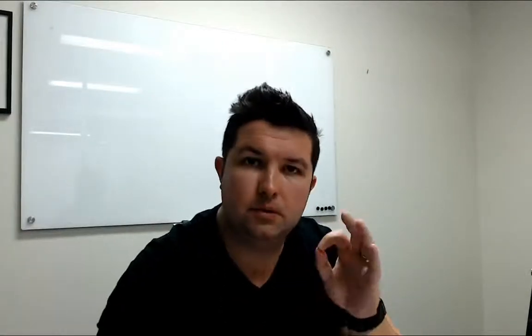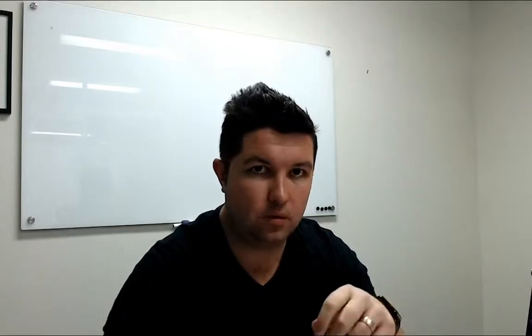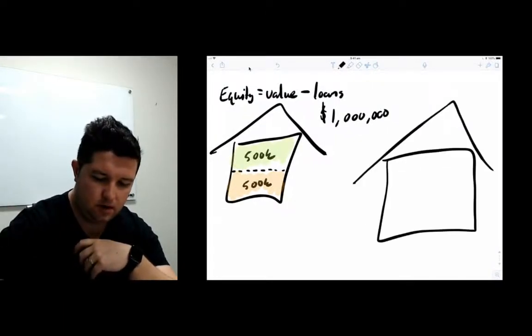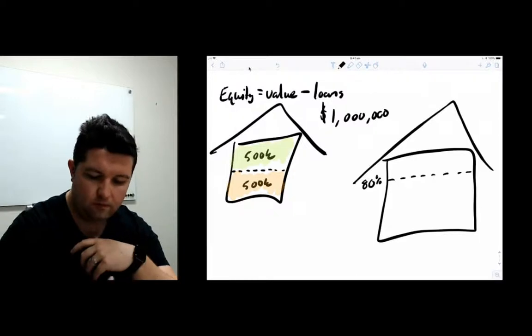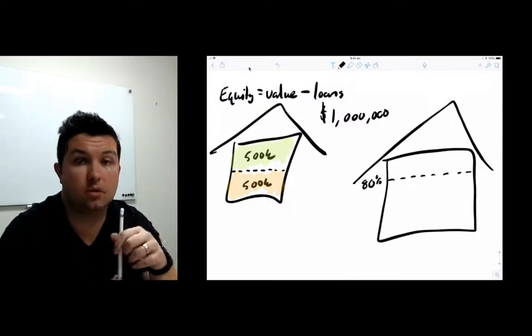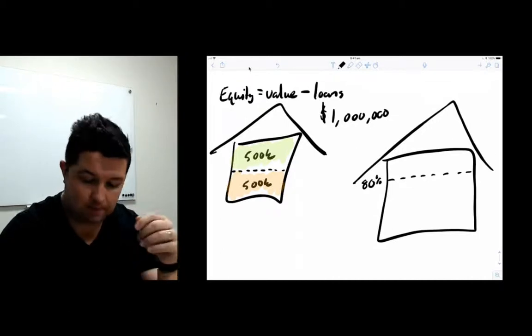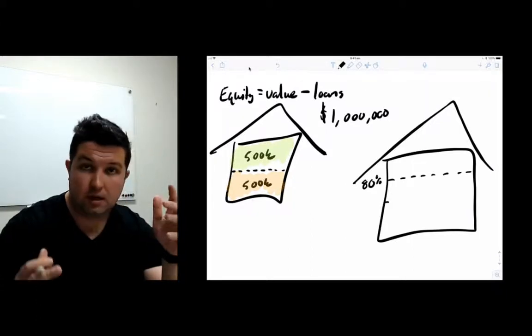That is equity. But the difference between equity and usable equity is banks don't necessarily allow you to use all the equity. They want to see you leave a buffer. So in terms of that buffer, most of the time, banks are happy to let you borrow up to 80% of the property's value. This is sometimes called loan to value ratio or LVR, but they will let you borrow up to 80%.